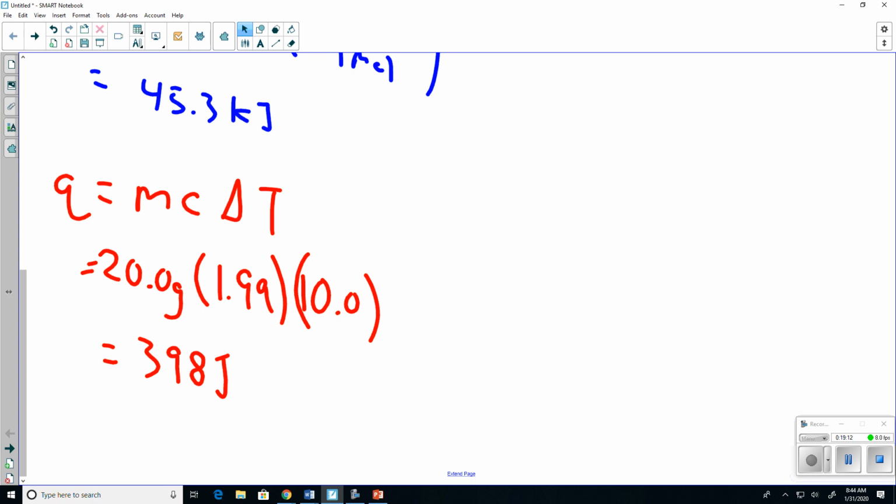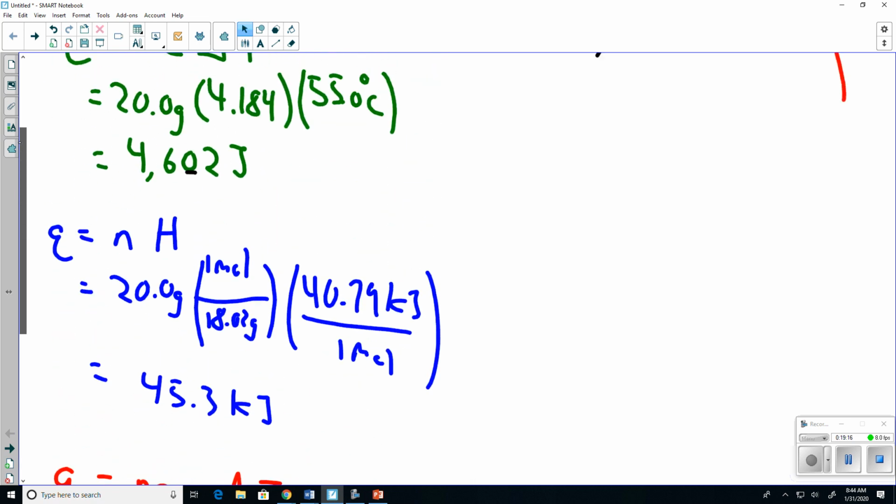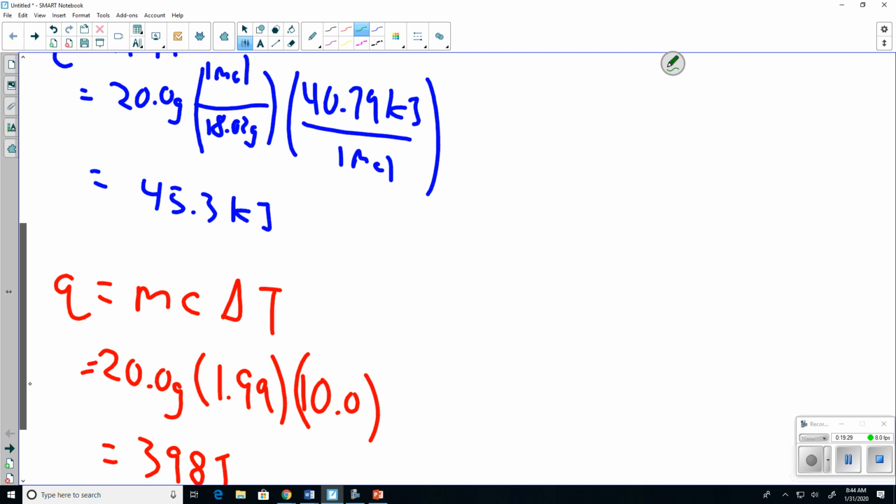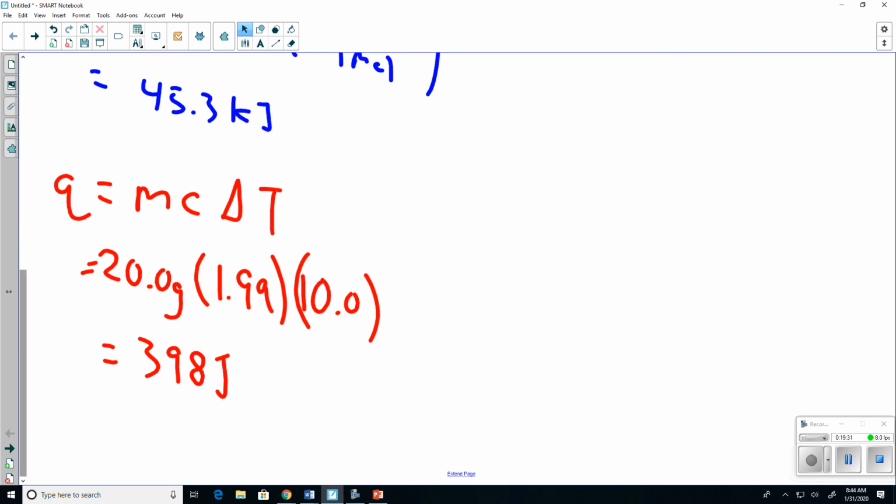Now, what we'd have to do to wrap this up is we'd have to add all of these values. What might help out is to make this all into kilojoules. For example, this is 4.60 kilojoules. Now that third sig dig kind of makes sense for me. I already have 45.3 kilojoules, and this is 0.398 kilojoules.